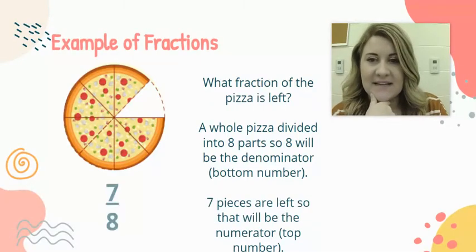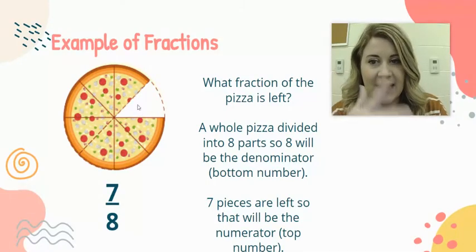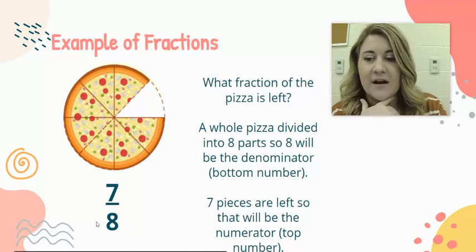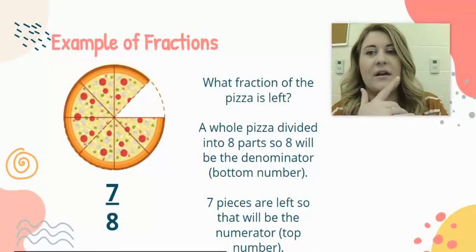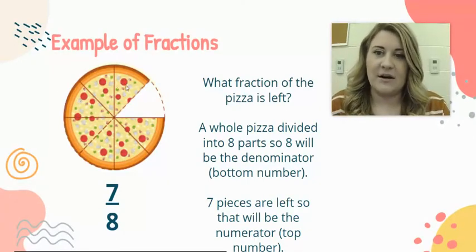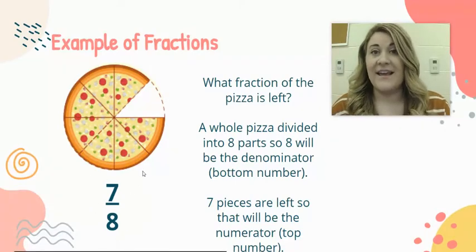Now, same pizza, but we're going to look at how much of the pizza is left now. Not how much is missing, but how many pieces are left. So we're going to count the total again, which is still 8 pieces. So 8 is going to remain our denominator. And then we are going to count how many pieces are actually still available for us to eat. How many pieces are left? So we've got 1, 2, 3, 4, 5, 6, 7 pieces left, okay? So our fraction for how much is left is 7/8.